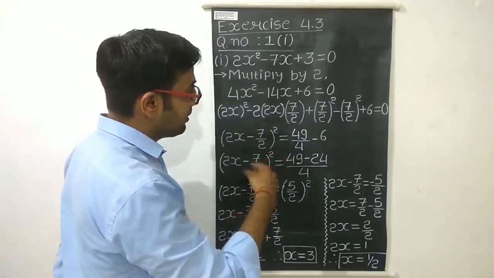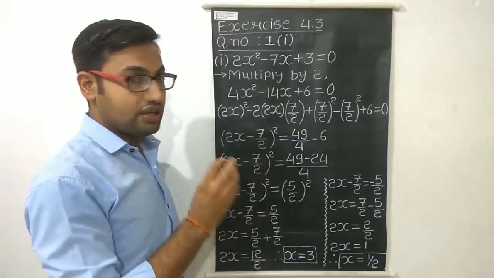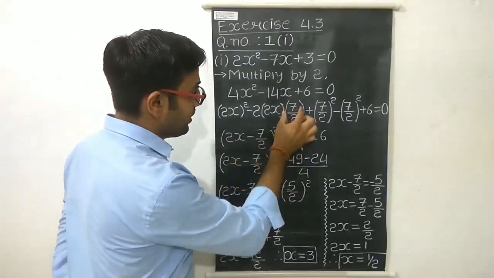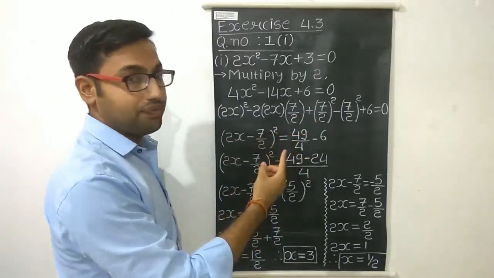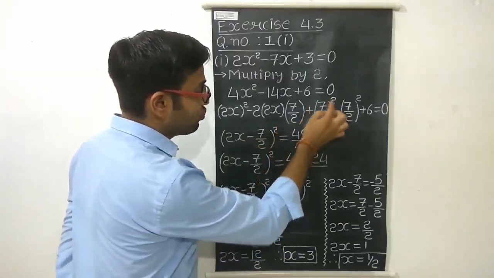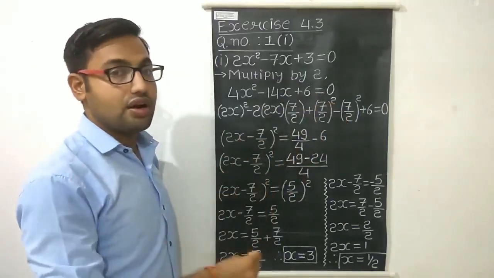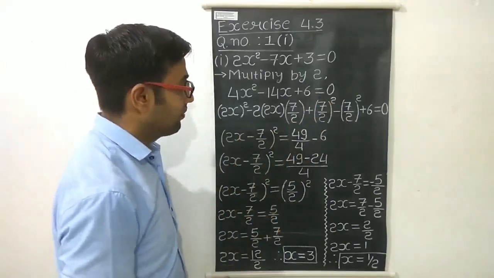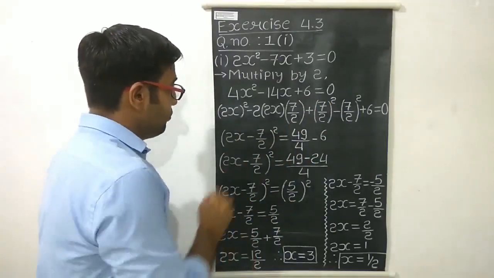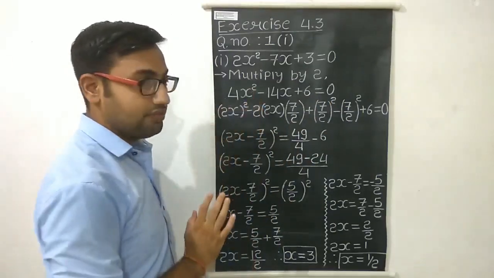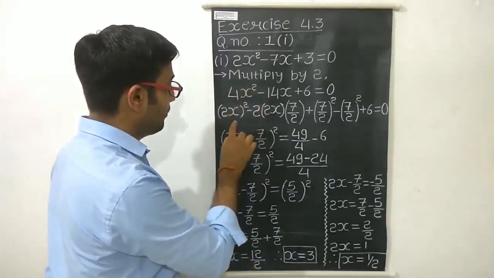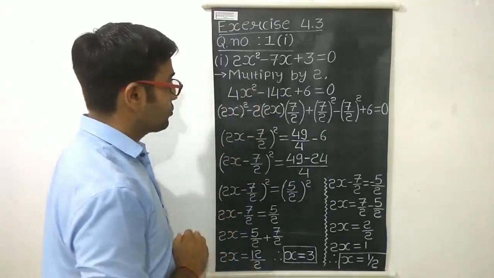So now what will be the third term? Now you can understand that this 7 by 2 will be the second term, or 7 by 2 square will be the third term for the identity. So what we'll do? Square of the first term. Here this is a perfect square, so we write it down as 2x whole square.